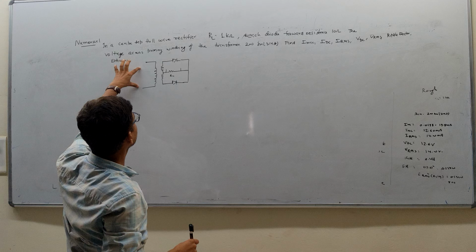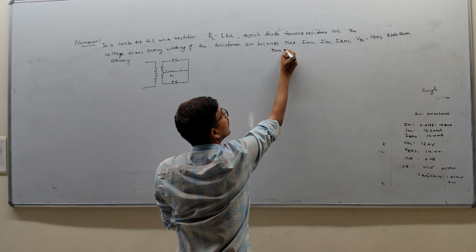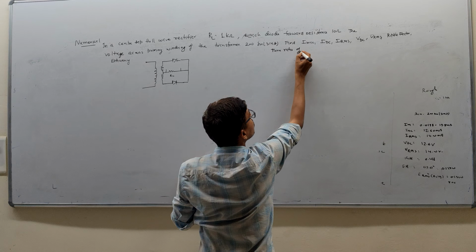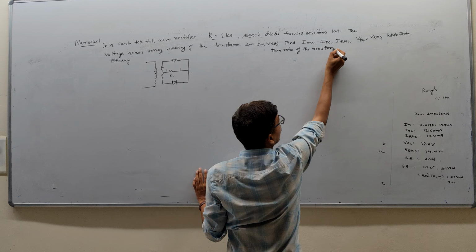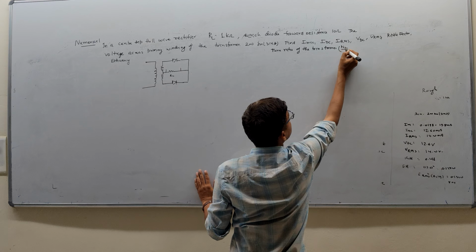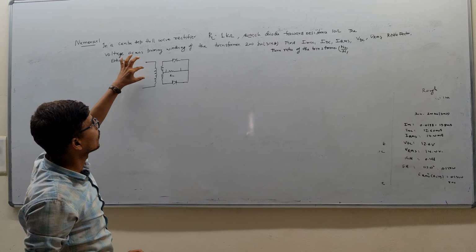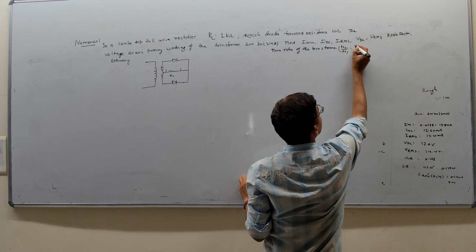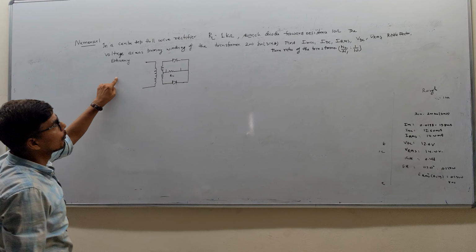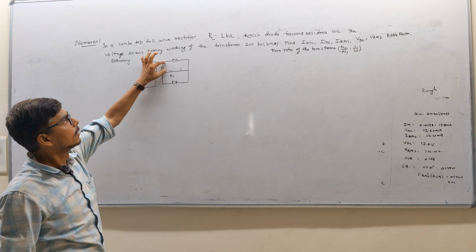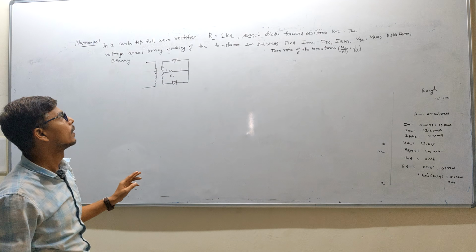This is RL. Here the primary voltage is given. One more thing is given: the turn ratio of the transformer, that is N2 by N1. Secondary half, N2 by N1. This turn upon this turn is 1 by 10. So first of all, we have to find the secondary voltage, then all the calculations, IDC, Imax, we will perform.